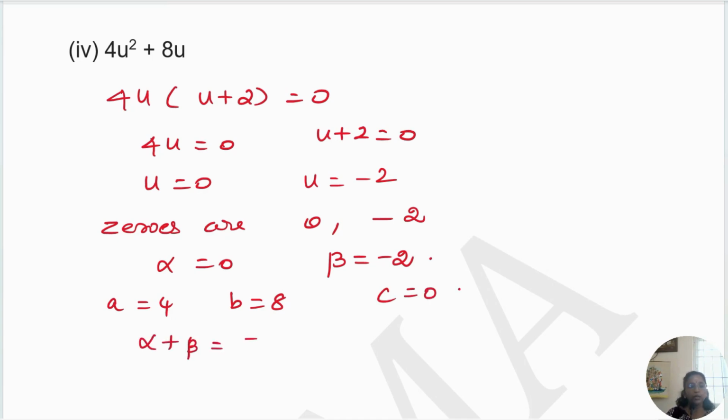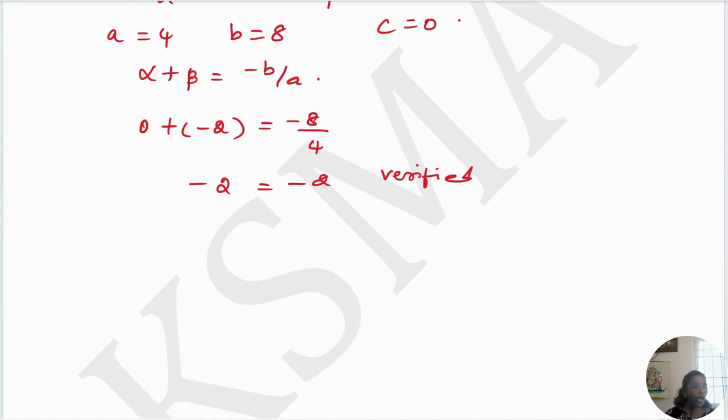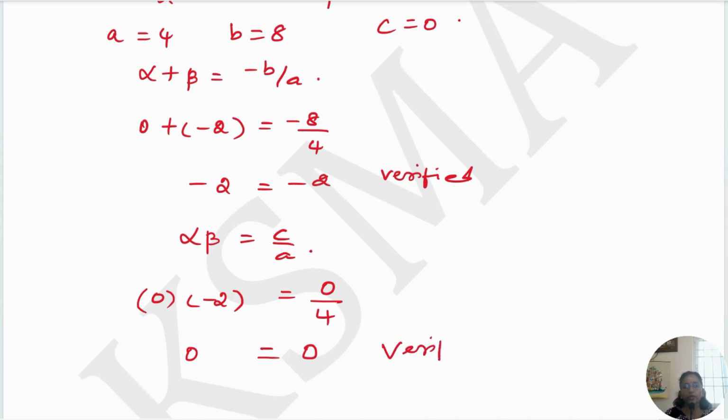Alpha plus beta is equal to minus B by A. So here alpha value is 0 and beta value is minus 2. So here minus 8 by 4. So minus 2 is equal to minus 2. So hence verified. And for the alpha into beta, C by A. So alpha is 0, beta is minus 2, C value is 0 and A value is 4. So 0 into something is 0 and here right side is also 0 divided by something. So 0. So hence verified.